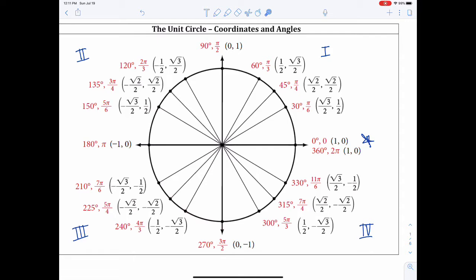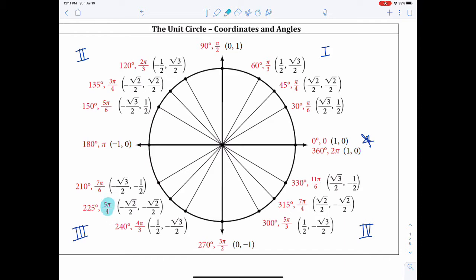Okay, now let's talk about 5 pi over 4 radians. 5 pi over 4 radians is just over 1 whole. So we know that if we start here, it's past the 1 whole pi mark, so it has to be somewhere down here. If we look carefully at our radians, 5 pi over 4 is right here.